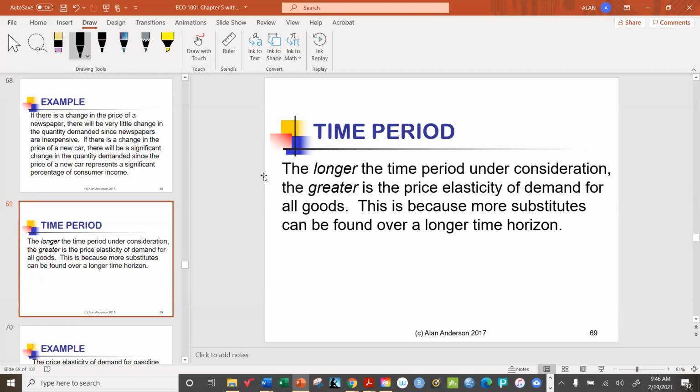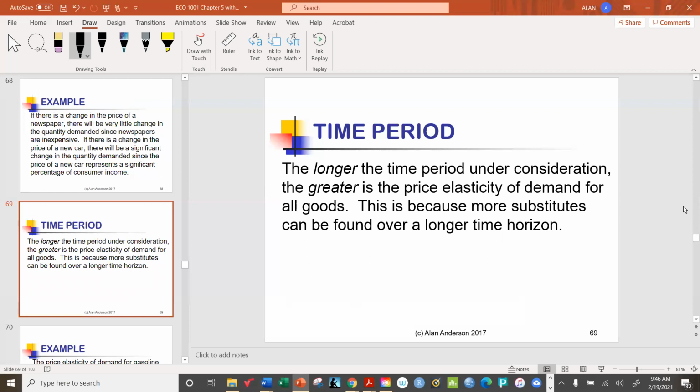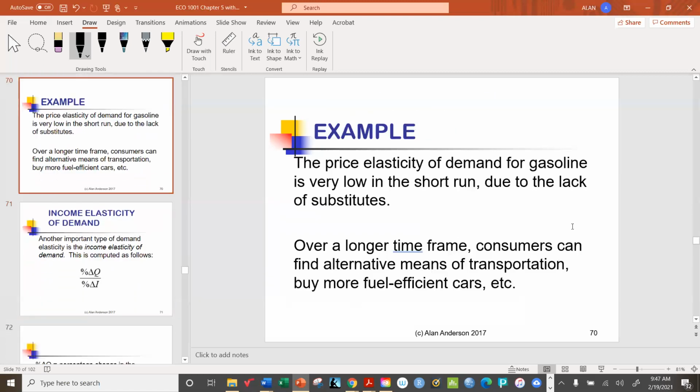And then finally, with the time period, the longer the time frame we're looking at, the greater will be the price elasticity of demand for all goods because we have more time to find substitutes. And gas, to me, is the ultimate example of that, like we were talking about. If you have enough time to switch over to electric cars or just get a gas car that gets better mileage or move, the more time that goes by, the more you have time to switch and find replacements for gasoline.